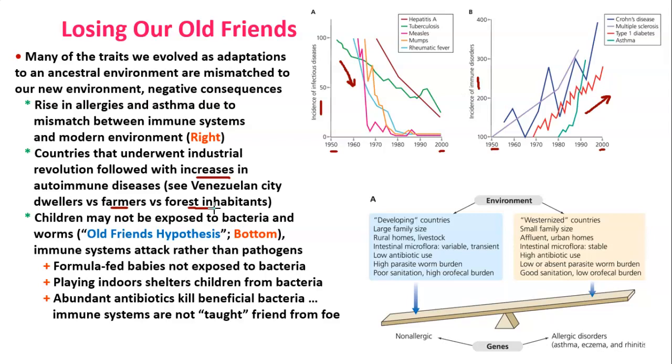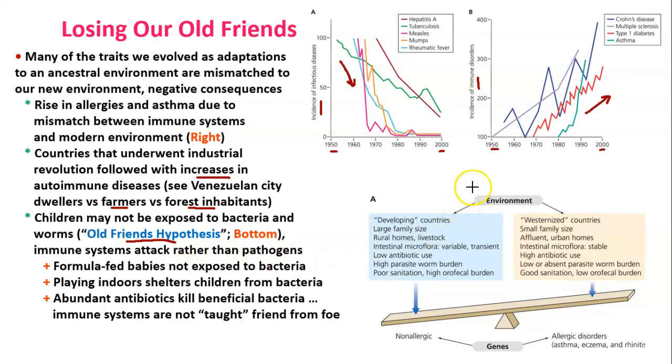Pretty interesting. So a big part of why this might be has to do with what's been called the old friends hypothesis. It was called something else earlier, and the book mentions that, but I'm just focusing on what it's referred to now: the old friends hypothesis. Children may not be exposed to bacteria and worms that they used to be exposed to, and as a result, our immune systems end up being kind of confused and end up attacking ourselves rather than the appropriate pathogens.